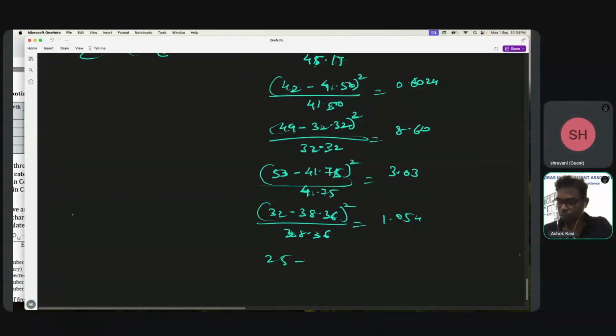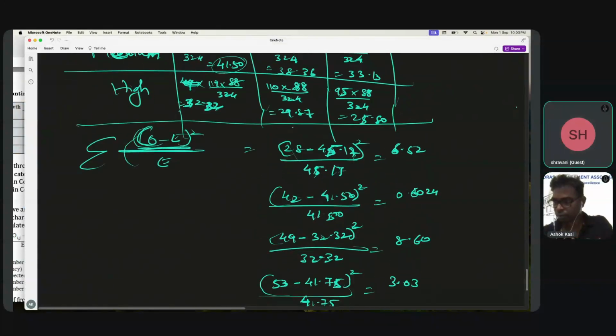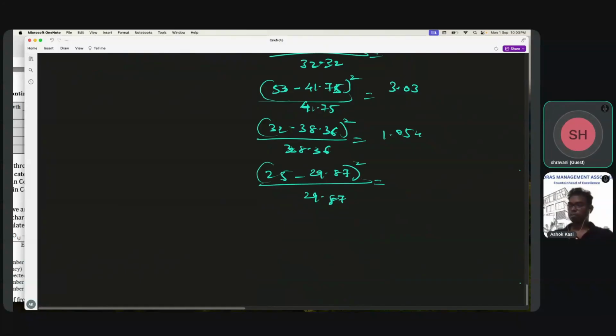Then 25. This is the last one in this row: 25 minus 29.87, squared, divided by 29.87 gives 0.794.